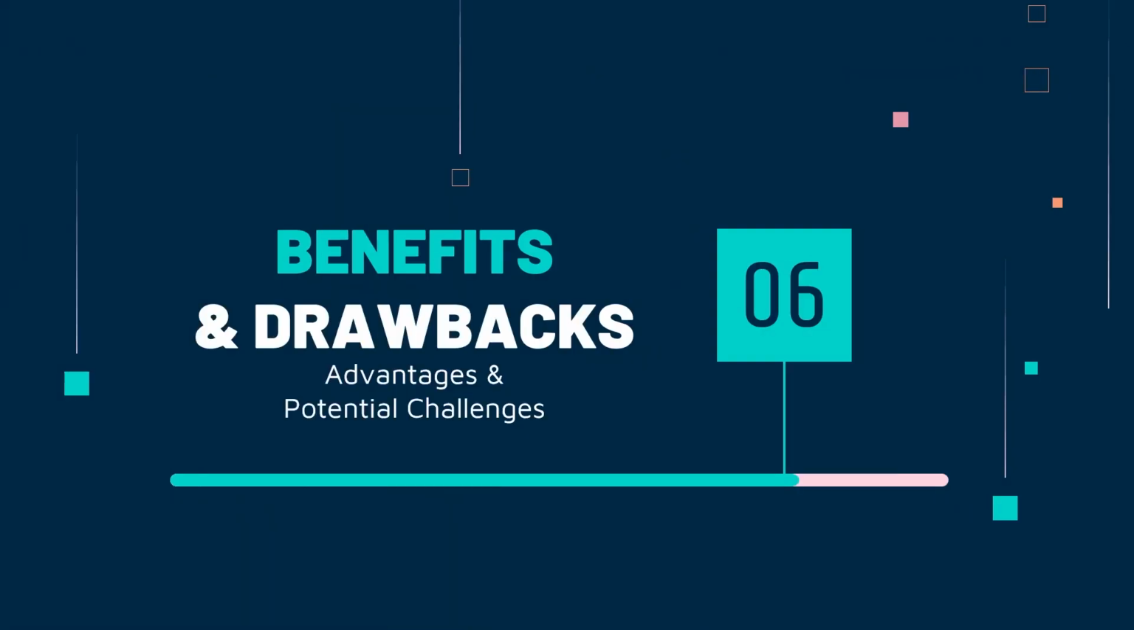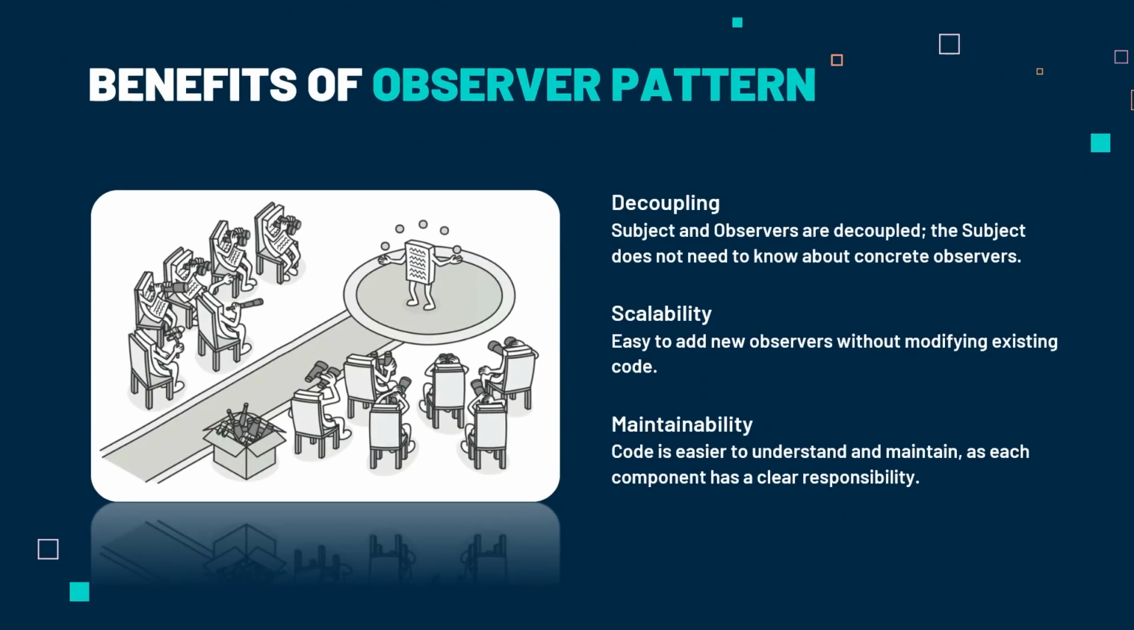What about benefits and drawbacks? The benefits of the observer pattern include decoupling, scalability, and maintainability. Decoupling means subjects and observers are decoupled. The subject does not need to know about concrete observers. Scalability means it's easy to add new observers without modifying existing code. Maintainability means code is easier to understand and maintain as each component has a clear responsibility.